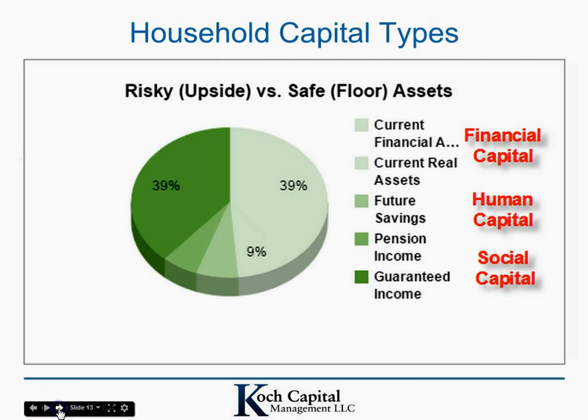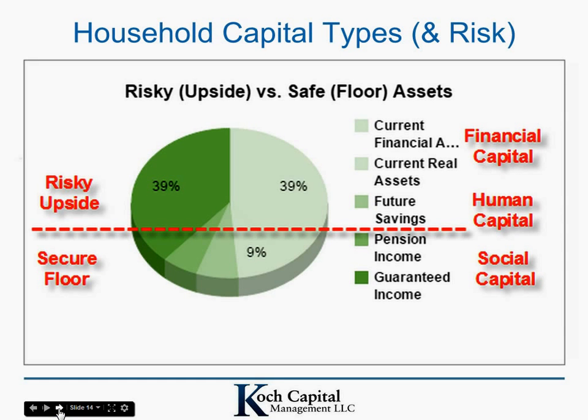Another way to think of these risky versus safer assets is in terms of, you'll hear these terms sometimes, financial capital, human capital, and social capital. Human capital is more your ability to earn money and save. So that's primarily for the future savings bucket, but it also can creep a little bit into either current real assets or pension income. And then social capital is basically Social Security or things where you have a secure third party guarantee on the particular asset.